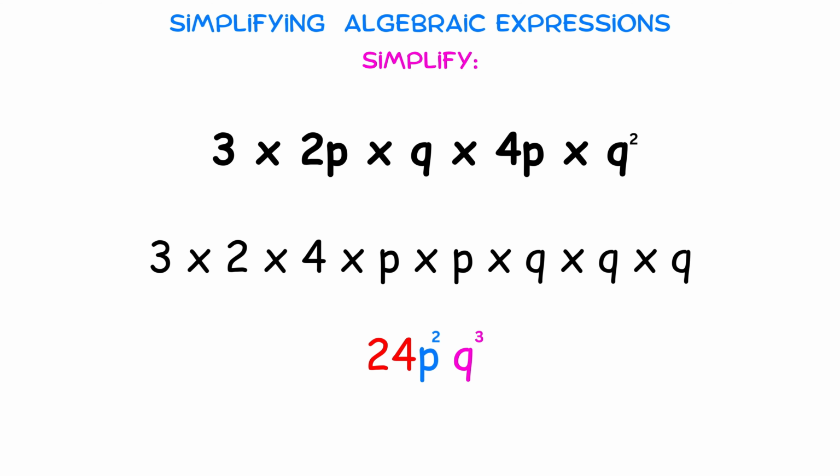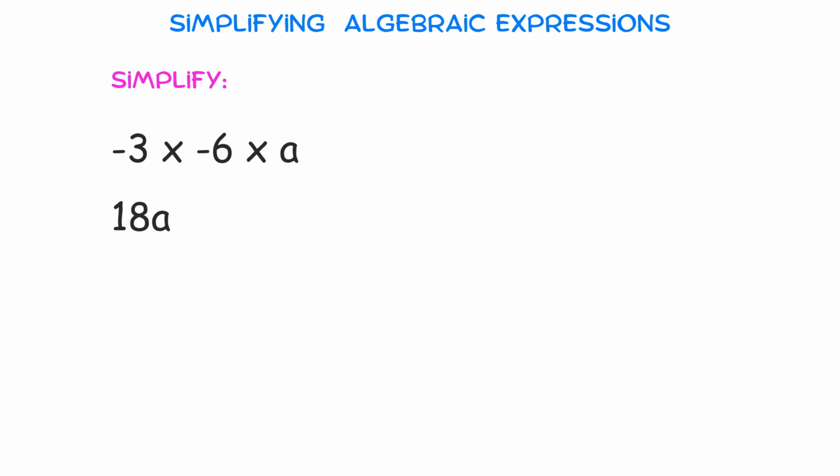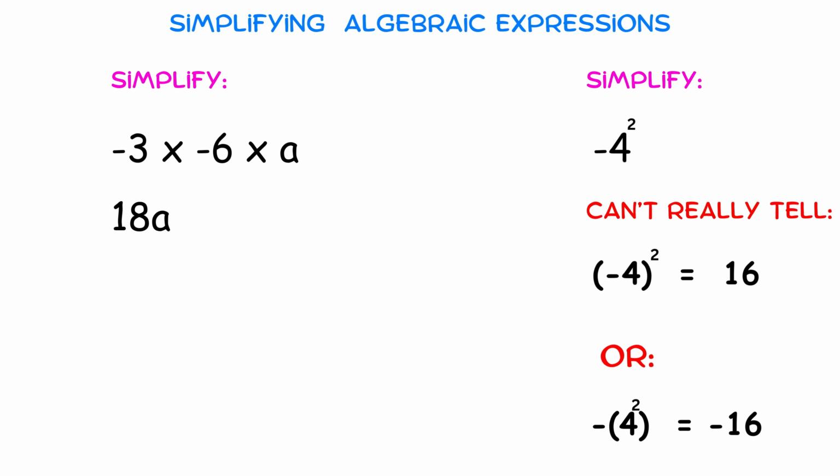For this next one, we've got -3 times -6 times a, so looking at the numbers first, we have -3 times -6, which is positive 18, because remember, when you multiply two negative numbers together, it makes a positive number. Then we multiply the 18 by the a, so we get 18a.